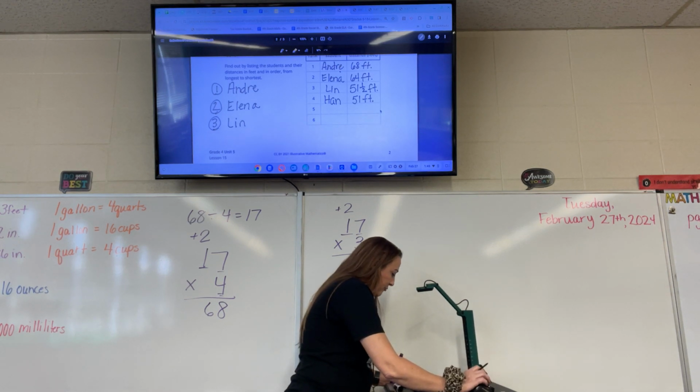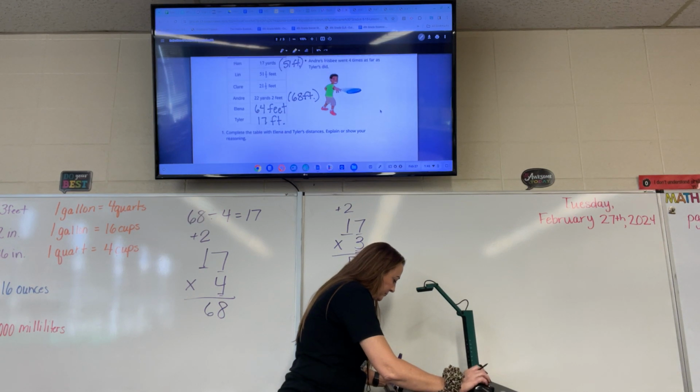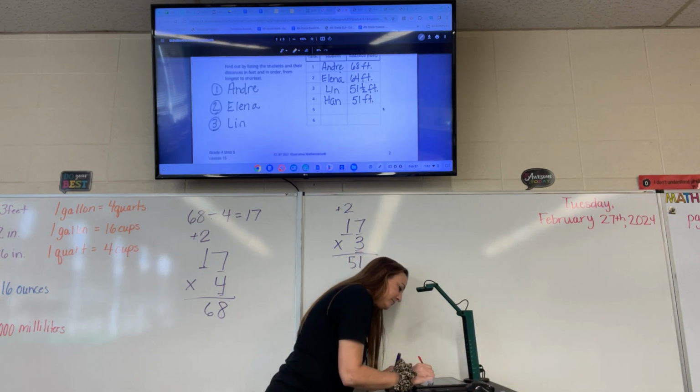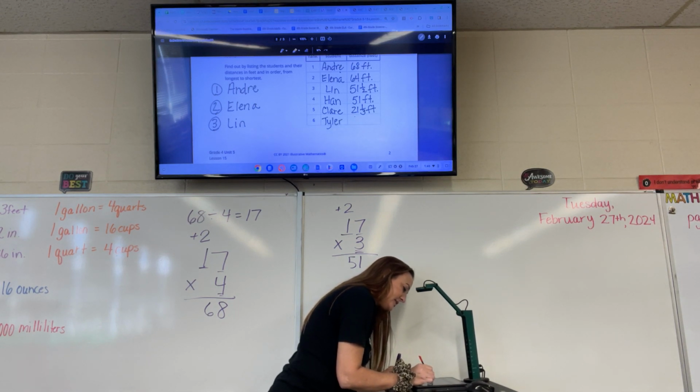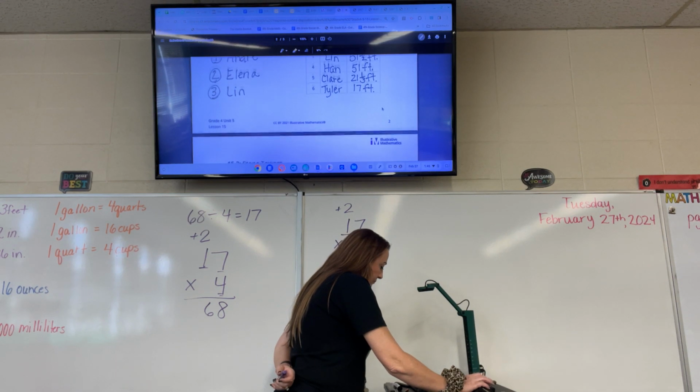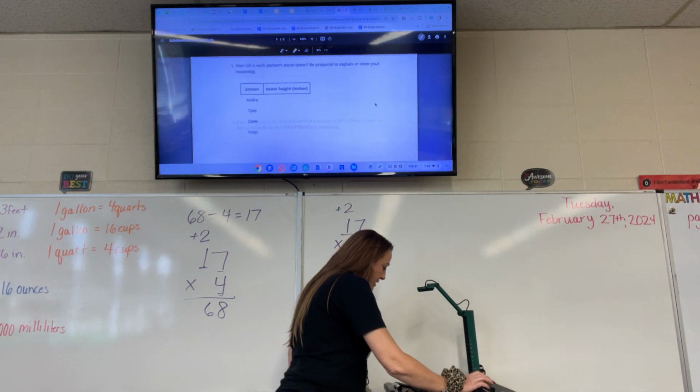Okay. Fifth place was who? Claire at 21 1/3 feet. And then last place, poor Tyler, he threw 17 feet. Okay. Last page, stone towers.